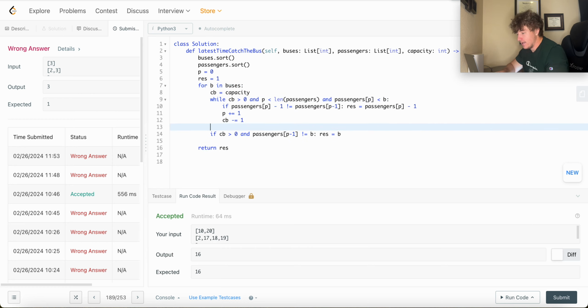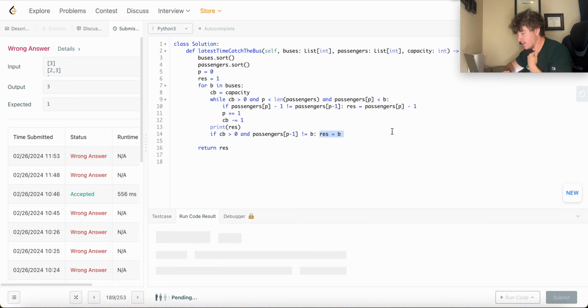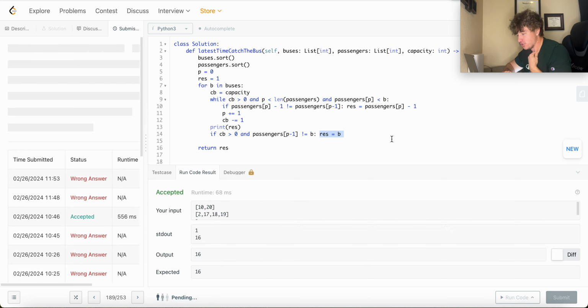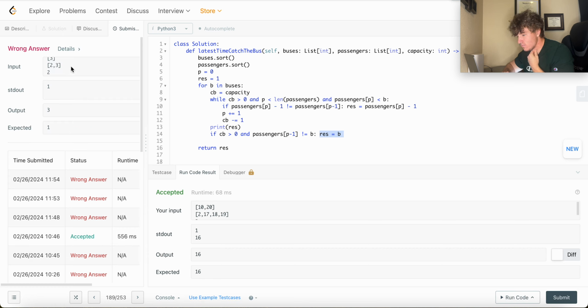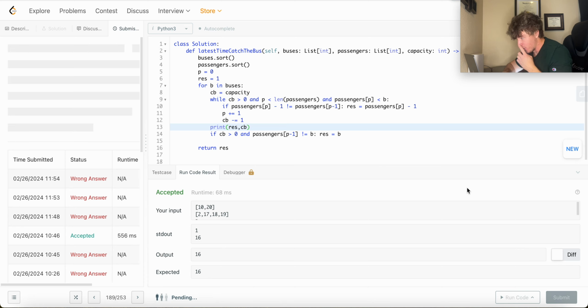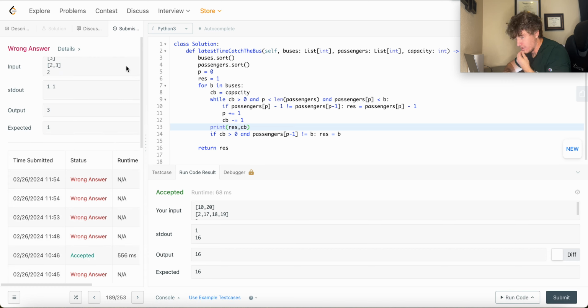So what is my res here? Okay, so what is my res at each scenario? Right, so there's only one bus, so I should only get one res, unless res was updated here to B. Res should not be updated to B here because I do use all of the people to get in the bus. So it thinks res is 1 here. What's my capacity of the bus here? Right, so sometimes you can just start dumping variables. So it thinks I have 1 person left in the bus. Why is that?